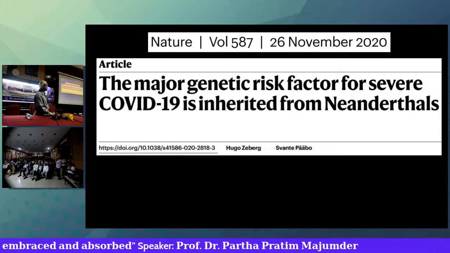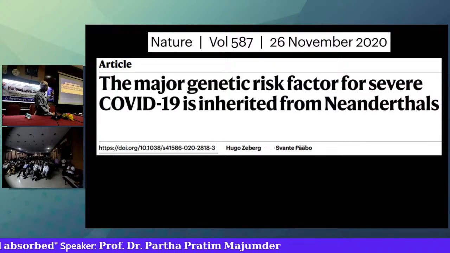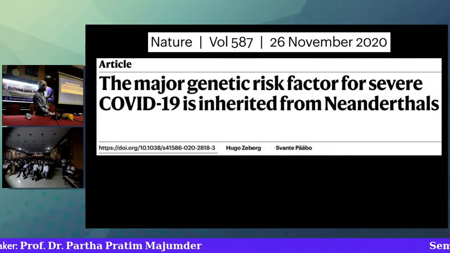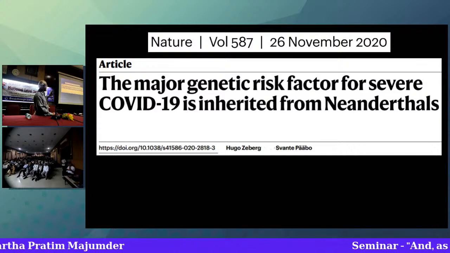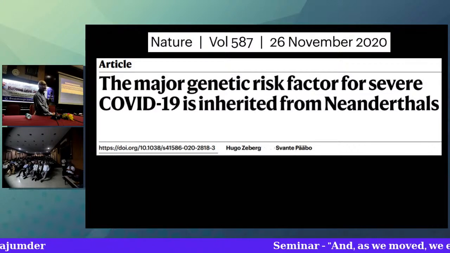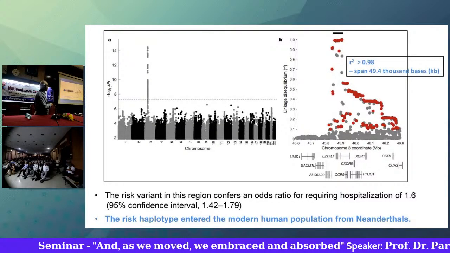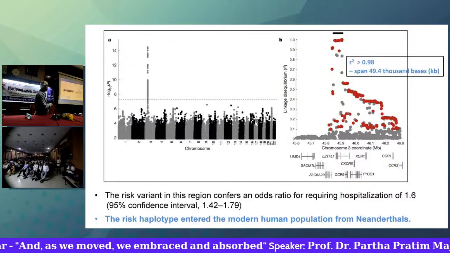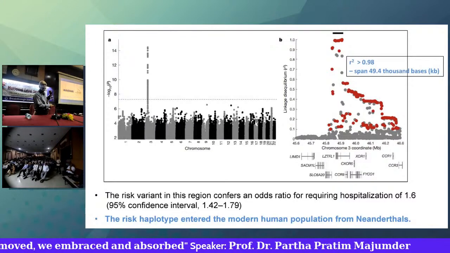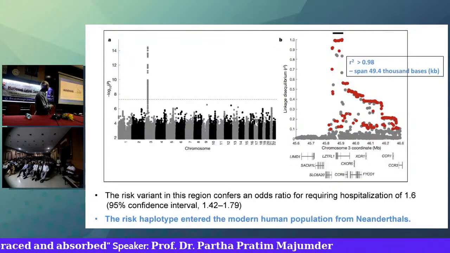Again, I'm not going to be able to tell you the details of the next picture. This is what they had found, and I'm giving you the punchline first. And this is from Svante Pääbo's group. The major genetic risk factor for severe COVID-19 is inherited from the Neanderthals. I'm not going to explain this. All that I'm going to tell you is that these are various loci, various points on the chromosomes that we have.